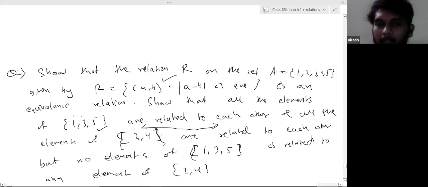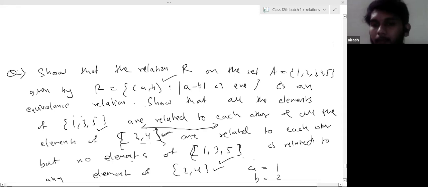The same is the case with 2, 4. Both of the elements are even. So if you take the ordered pair, that would also be even. But they are saying no elements of this set and this set are related. If you take A from set 1 and B from set 2, they are not related. Why so? Because this is a set of odd numbers, this is a set of even numbers. So subtraction between an odd and even number is always odd. So this cannot be in R.